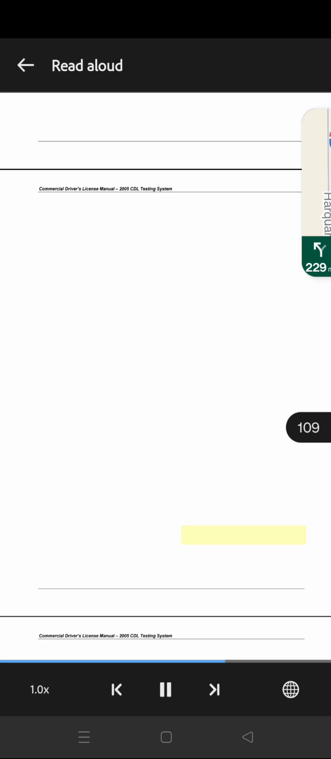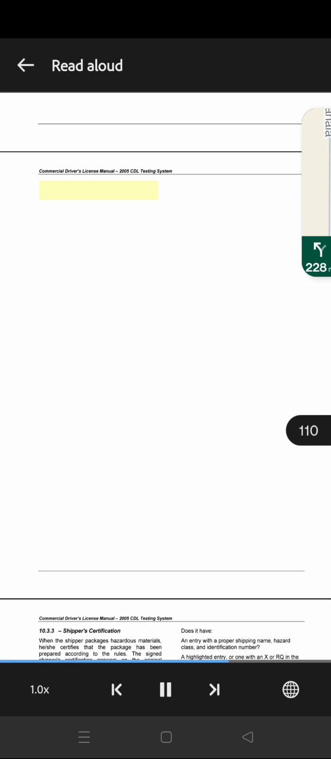10.3.2 The item description. If a shipping paper describes both hazardous and non-hazardous products, the hazardous materials must be entered first, highlighted in a contrasting color, or identified by an X placed before the shipping description in a column captioned HM. The letters RQ may be used instead of X if a reportable quantity needs to be identified.